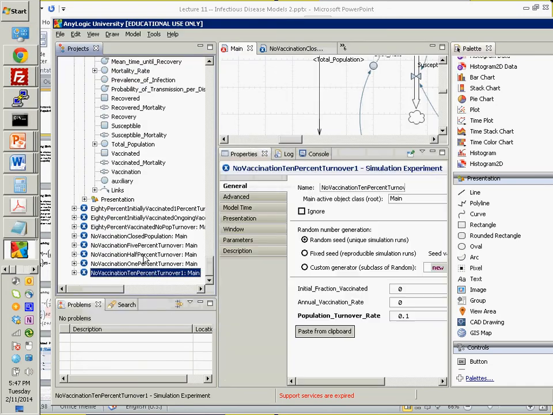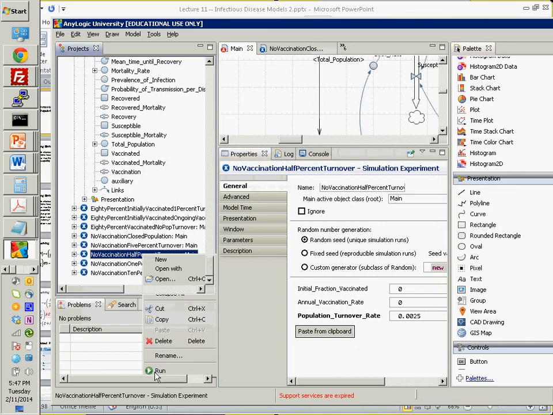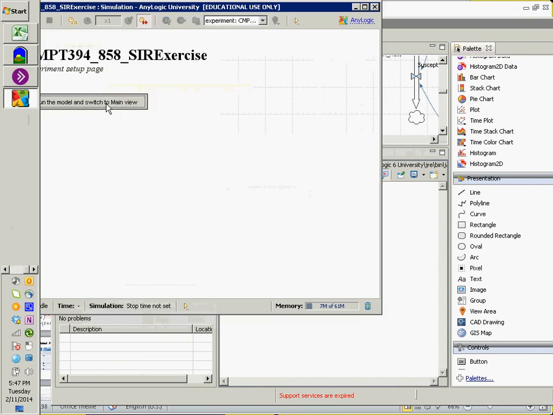Let's go look at a situation where we have an extremely slow turnover. What do you expect to see from that? A turnover rate that's, let's say, I'm going to say 0.25%. What would you expect to see? Perhaps no endemic infection.